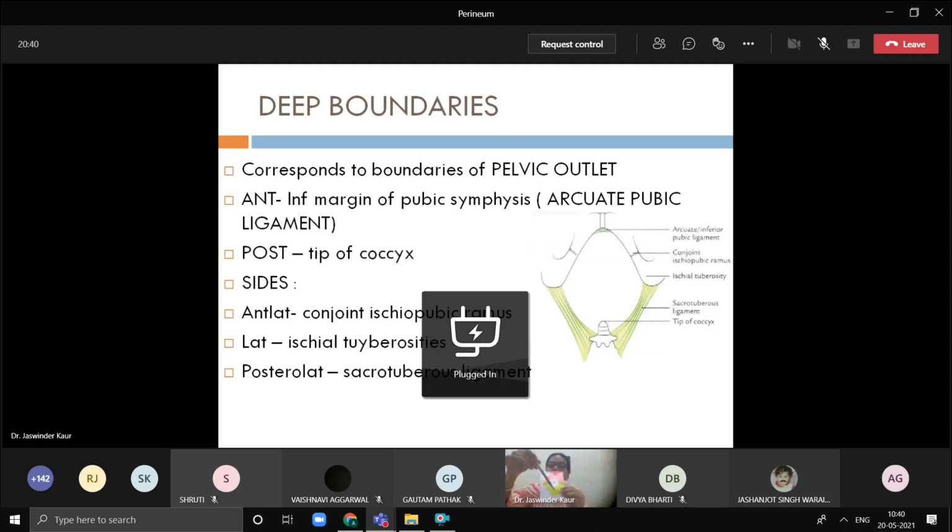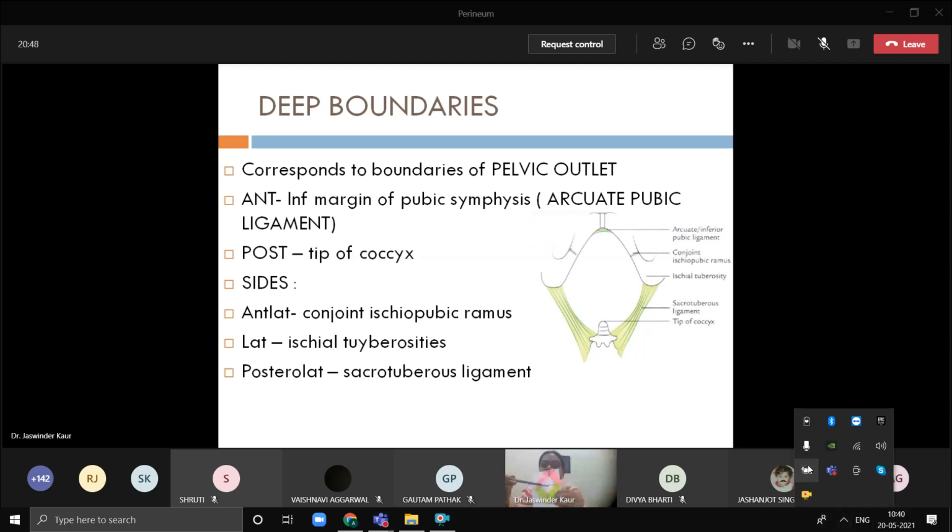So this is the coccyx, this is the pubic symphysis, and on the sides, this blue line indicates the ischial tuberosities. First, see the bony landmarks. Upper end is the pubic symphysis, lower end is the coccyx, laterally are the ischial tuberosities. Now this pink line is an imaginary line. So these are the boundaries of the pelvic outlet, right?